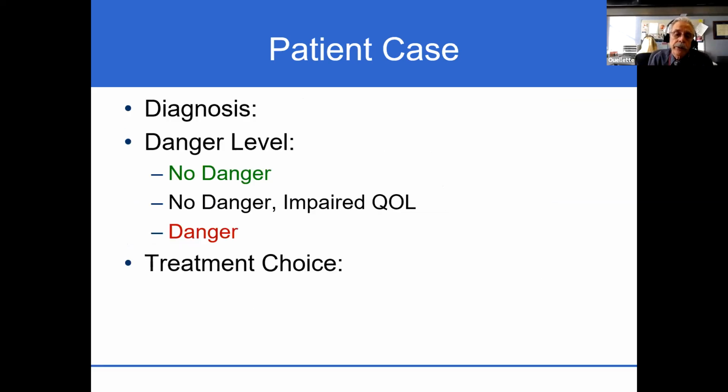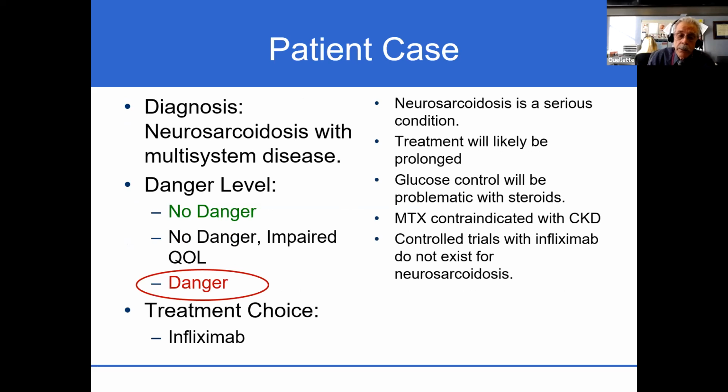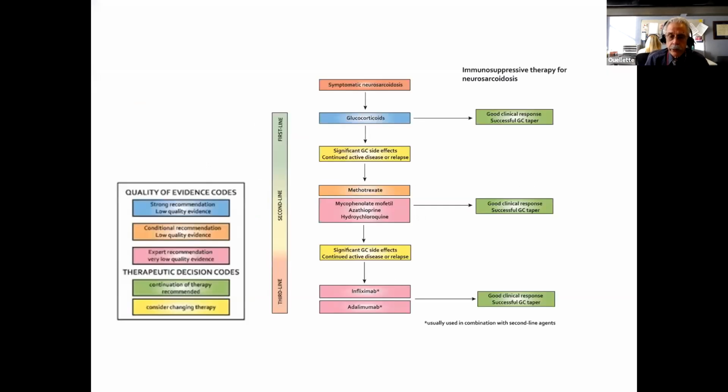Where does he sit on this scheme? I think that he's in danger because he has neurosarcoidosis with multi-organ system disease. And I chose to treat him with infliximab. The points here are that neurosarcoidosis is a serious condition. His treatment is likely going to be prolonged. Glucose control with steroids is going to be problematic. His methotrexate is relatively contraindicated with his chronic kidney disease. Realize that controlled trials for this group of patients with infliximab do not exist.